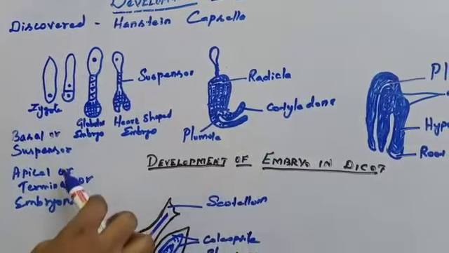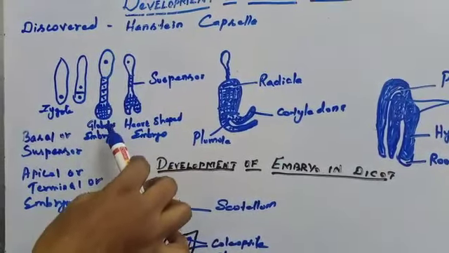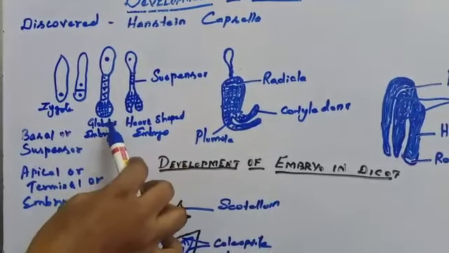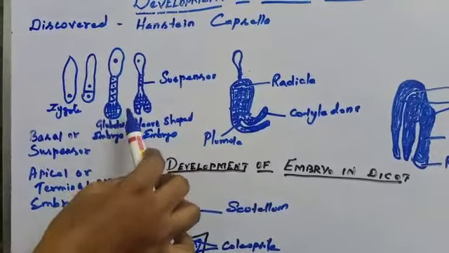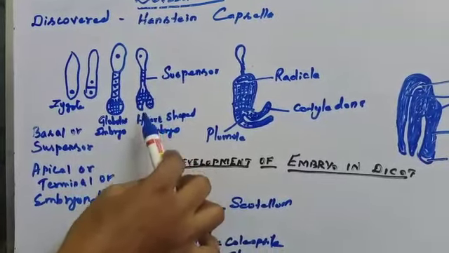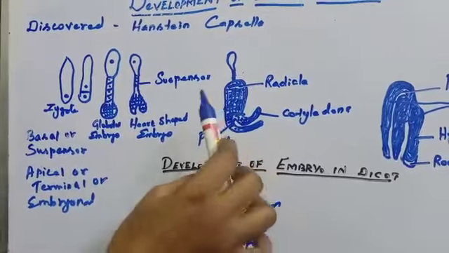So the embryonal cells divide by which division? Mitotic division, and give rise to the proembryo, and subsequently it forms a globular embryo, then a heart shaped embryo, and then a mature embryo.